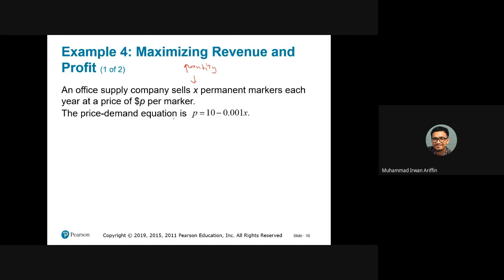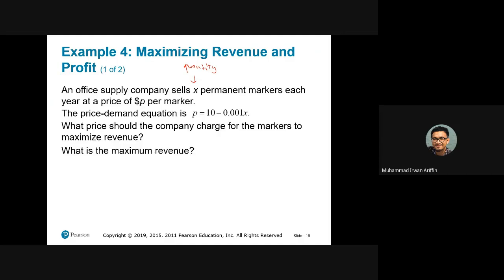So the price demand equation is given like this: price equals 10 minus 0.001X. So this is the price demand equation. So now we have two questions basically. Number 1, what price should the company charge for the markers to maximize revenue? So we want to maximize revenue. So what should be the price? And number 2, what is the maximum revenue?